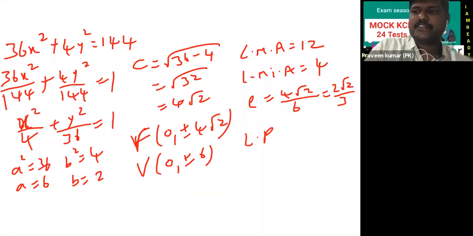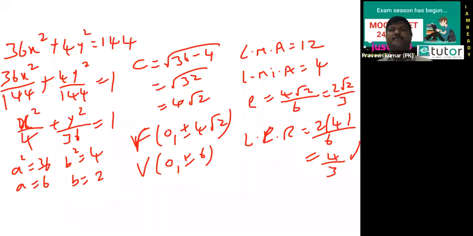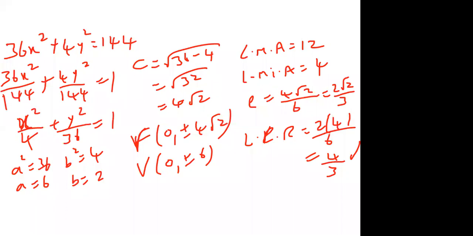Length of latus rectum, dear student, 2b square by a. What is b square? 4. 2 into 4 is 8, by 6, 4 by 3. 4 by 3 is the right answer. Exactly. Perfect. Super. Mind blowing. Awesome, everyone. Everyone is following nicely the questions today. Can I move to the next question? Yes, I can give the next question in this model.